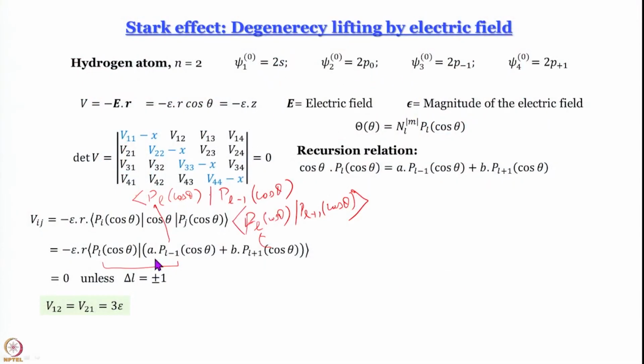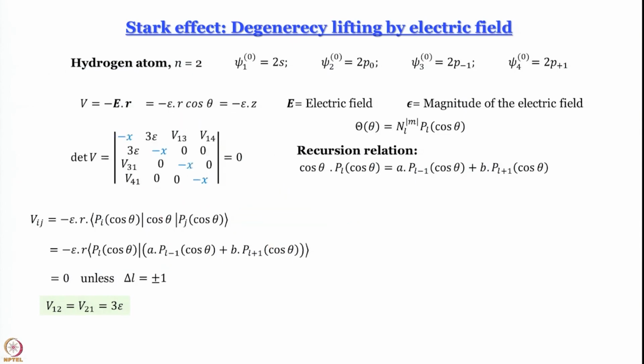Since our time for this module is getting over, I leave it to you to work out and prove that V12 equal to V21 is equal to 3 epsilon. Remember what epsilon is? This is epsilon, the magnitude of the electric field, not very difficult to work out. So, we get this kind of an expression. We will just go back here.